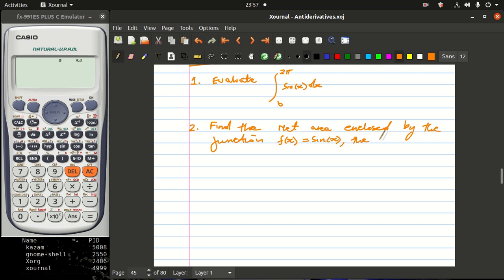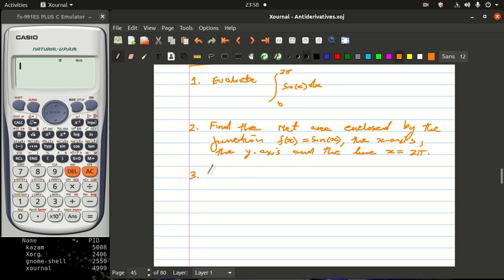the x-axis, the line x is equal to 0, or I can say in this case x is equal to 0, the y-axis. Let me use y-axis so that you get used to it. The y-axis, and the line x is equal to 2 pi. So that is the second question.